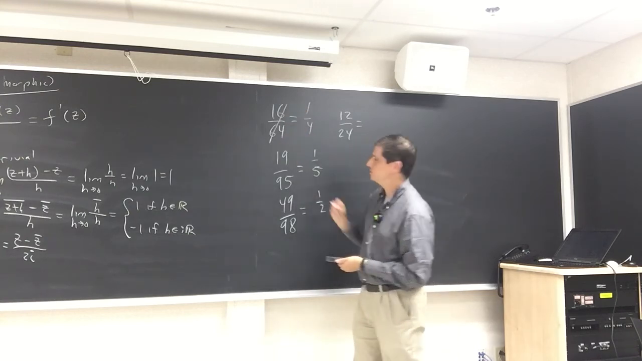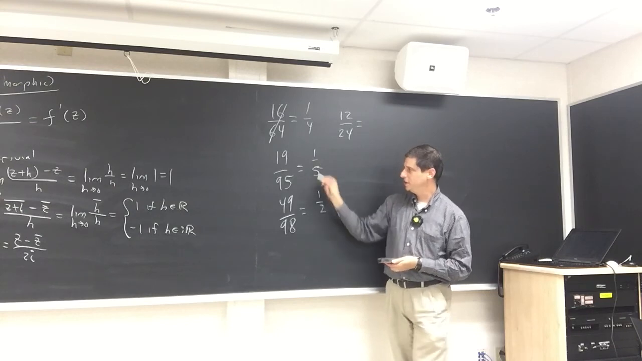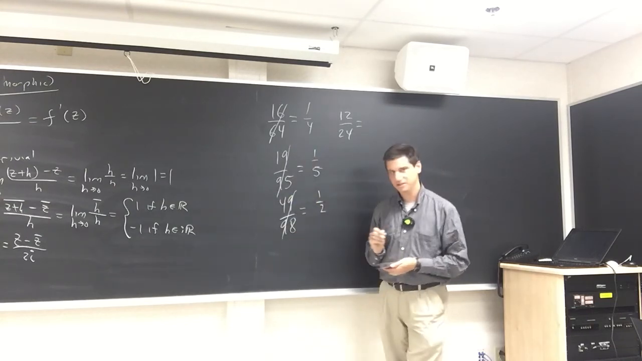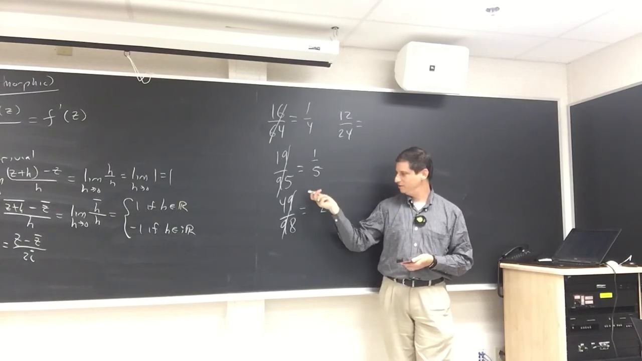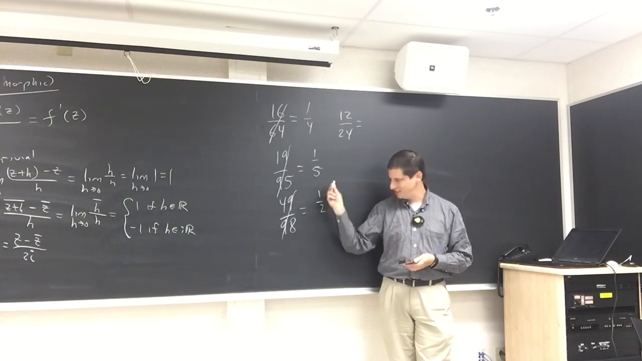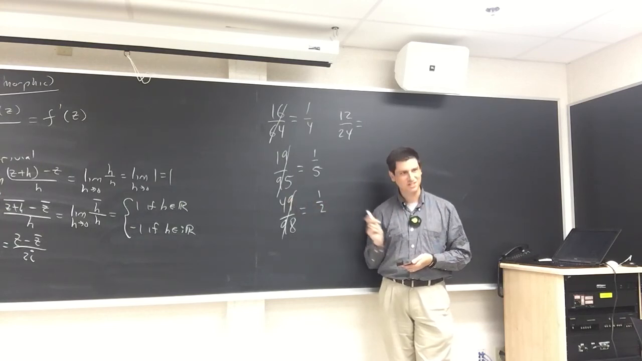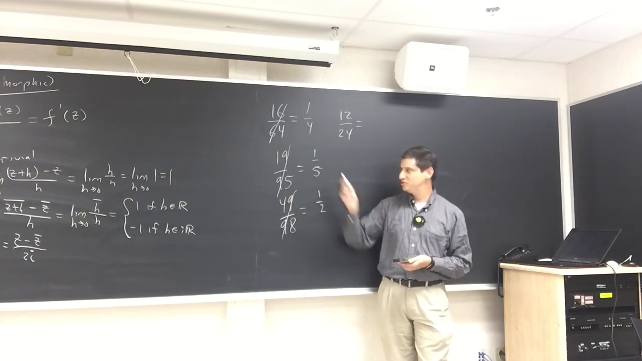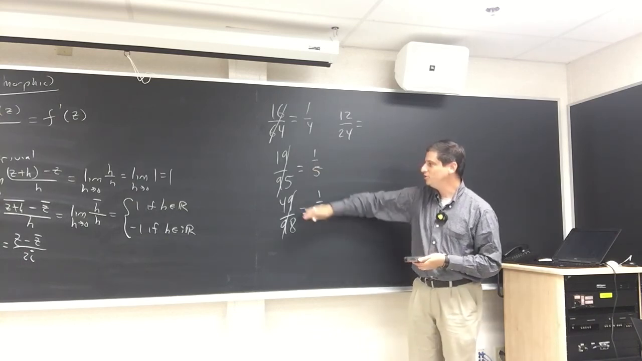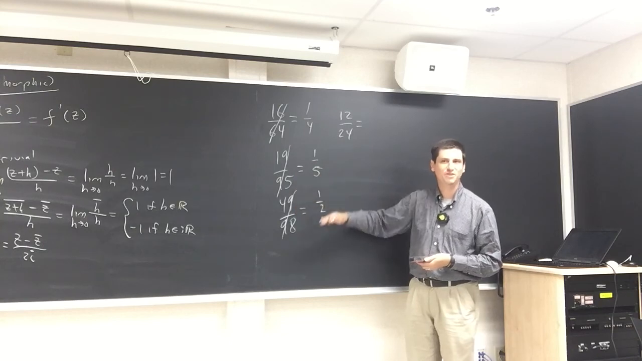16 over 64 cancels the 6s, I get 1/4. 19 over 95 cancel the 9s, I get 1/5. Right? 49 over 98. You never learned that if you have a ratio of two two-digit integers and the anti-diagonal elements are the same, you cancel the anti-diagonals and then reduce as needed? I've checked 3 examples. Sometimes you actually only check 2 examples, so if somebody's skeptical, you have a 3rd example in the bank.